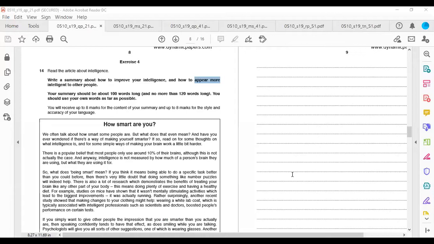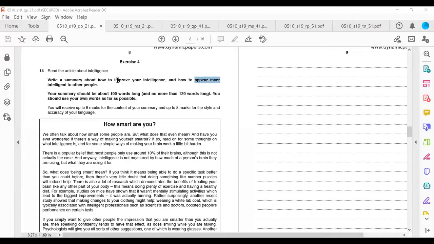Anyway, for the summary, again, you need to find 8 points. You have to start with a topic sentence that sums up the answer. So for me, you can say, to improve your intelligence and to appear more intelligent, you can do this, first of all, and so on. Or, here are some tips to be smarter and to look smarter to others. It depends on the way you paraphrase the prompt and answer it.